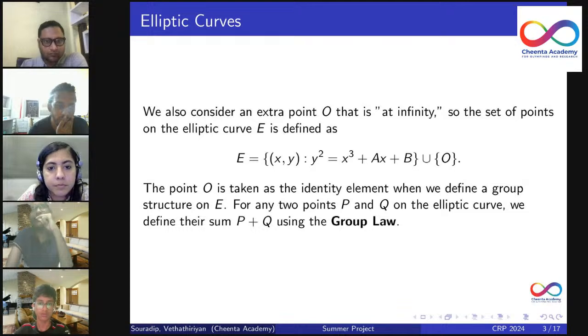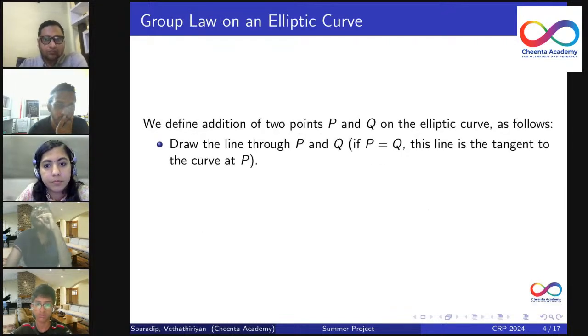So with the point O, we define a group structure on this elliptic curve, and on the next slide we show how for any two points P and Q on the particular elliptic curve, we perform the group law, or the addition of 2 points. So this is as follows.